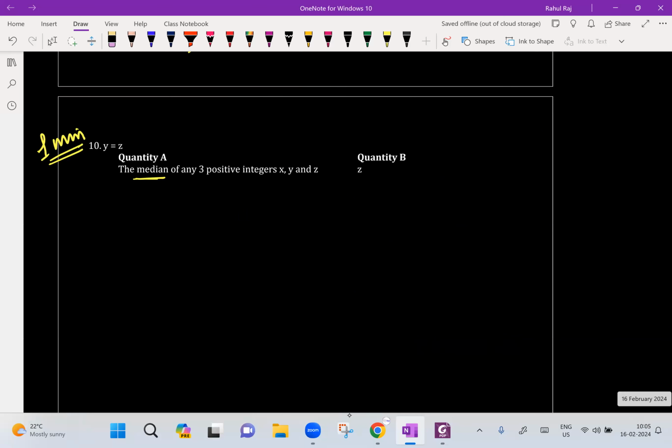Based on this question, it says that y is equal to z. Quantity A says the median of three positive integers x, y, z. So you have to take out the median of three positive integers, considering they have given you y is equal to z. What values do you want to take? Imagine I take x is equal to 5 and y and z equal to 10 and 10. Let's say x is equal to 2 and y and z are 4 and 4. In this case, the median is 4.